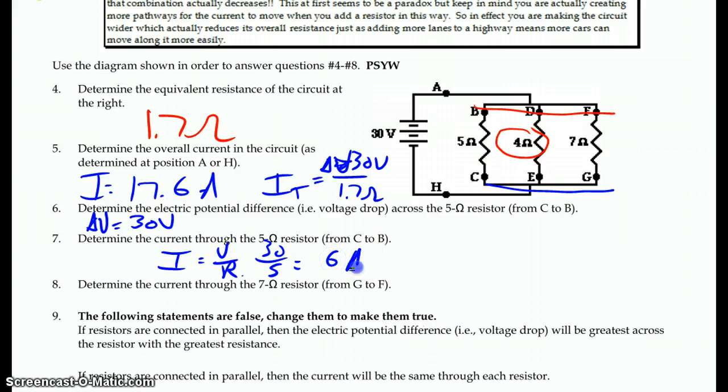6 amps. Current through the 7 ohm resistor is just going to be I is equal to V divided by R. It's again 30 volts. Okay, because it's in parallel with the other, they have to have the same exact potential difference, but it's going to be divided by 7 ohms, and then it's 30 divided by 7 is 4.3 amps.